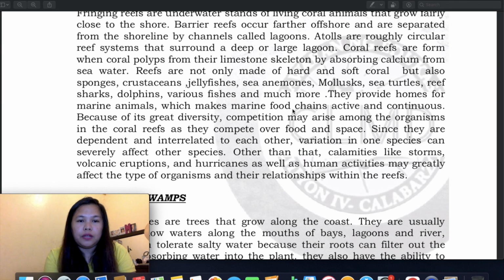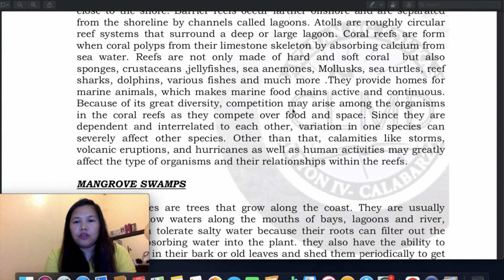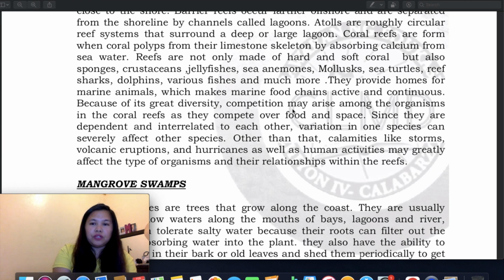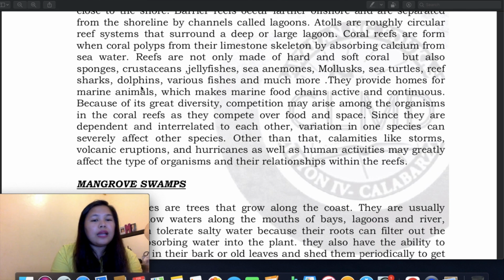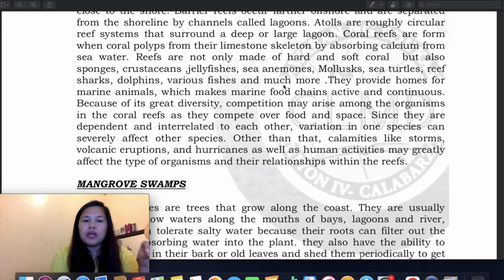So, reefs are not only made of hard and soft corals but also sponges, crustaceans, jellyfish, sea animals. So, yun po yung reef na meron siyang hard and soft corals. So, mandun na paninirahan, hindi lang siya sa mga isda ha. Meron din siya mga crustaceans, jellyfish, and anemones. So, mollusks, sea turtles, reef sharks, dolphins, various fishes, and much more. So, there's a lot na more diverse kasi siya. So, iba't ibang uri ng mga marine organisms na nandun.